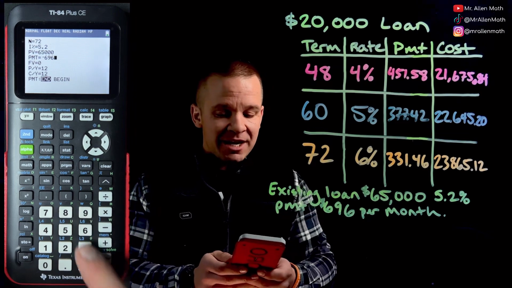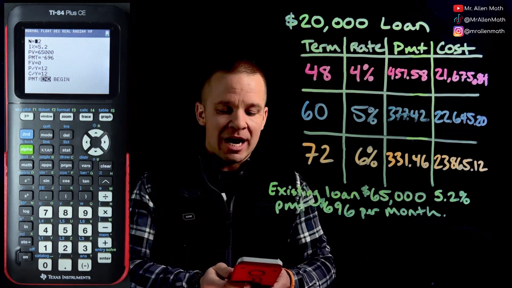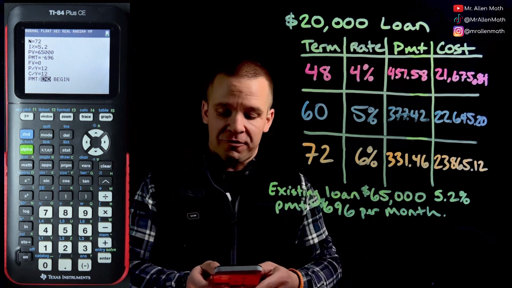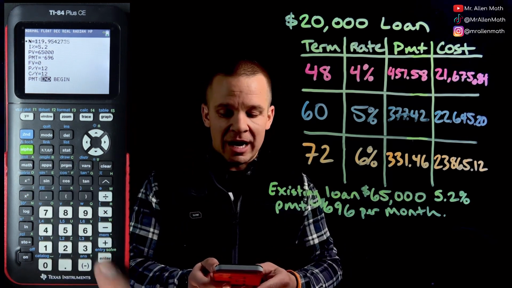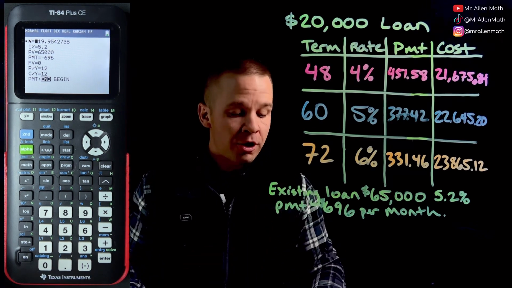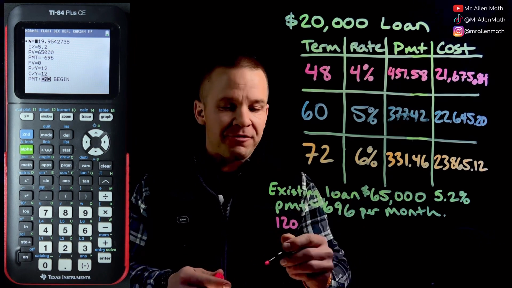So my payment here is $696. So we're going to type in negative $696 for my payment, because I'm taking that out each time. And now I'm going to arrow back up to my N, and I'm going to solve for the amount of months that I have in this loan. So alpha solve. It looks like we got 119.95. So we have about 120 months left.